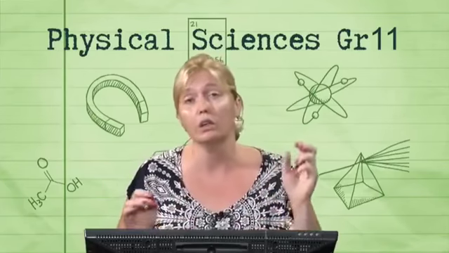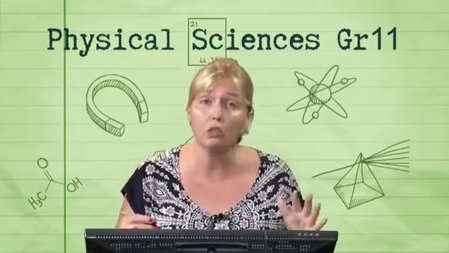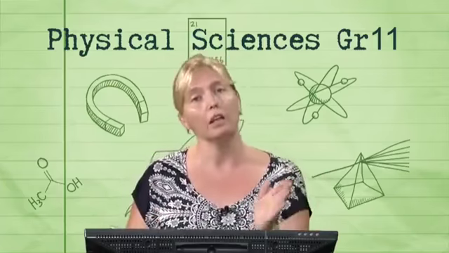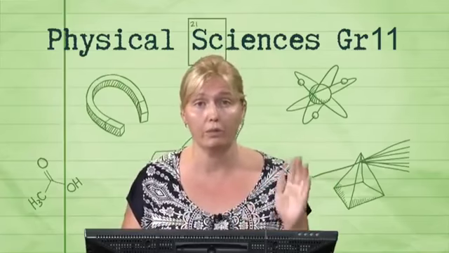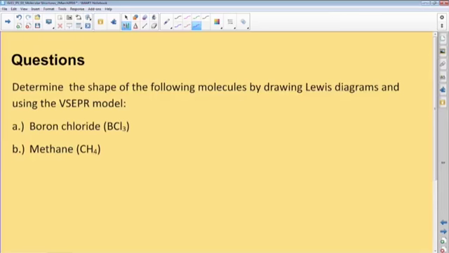I said to you before the break, I'm going to show you what we're doing. We're going to use Lewis diagrams to try and predict the shape. I'll show you, but I'll do it with you, and a little bit later, I'm going to get you to do it on your own. Determine the shape of the following molecules by drawing Lewis diagrams and using the VSEPR model. So I have to use Lewis diagrams and VSEPR. I think we can do that. Again, you need a periodic table.